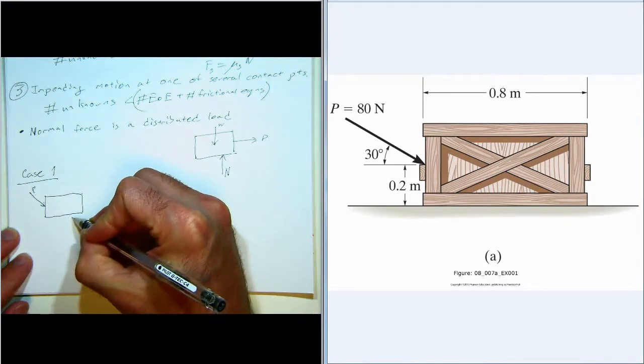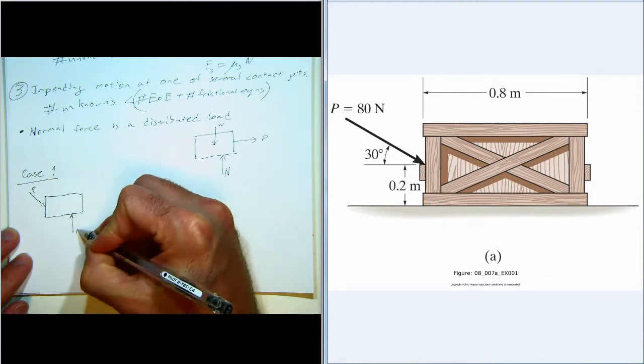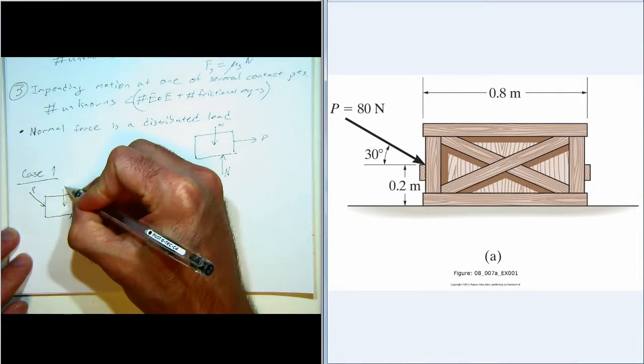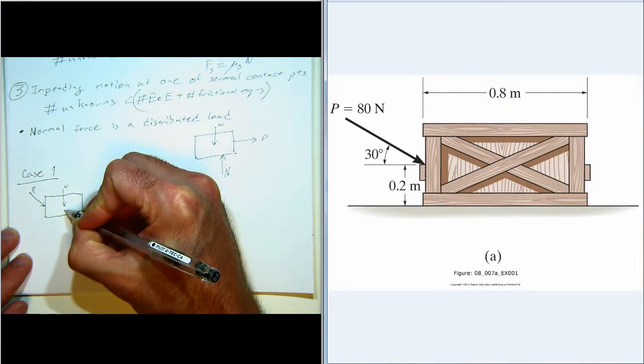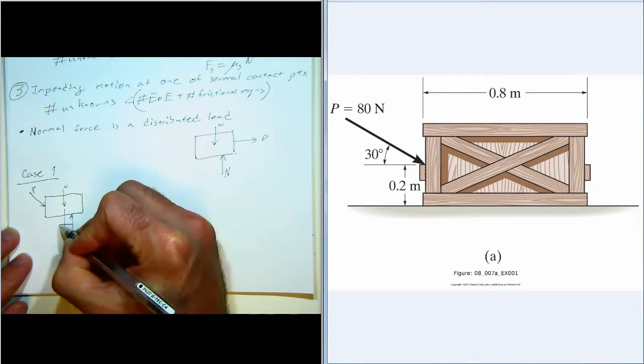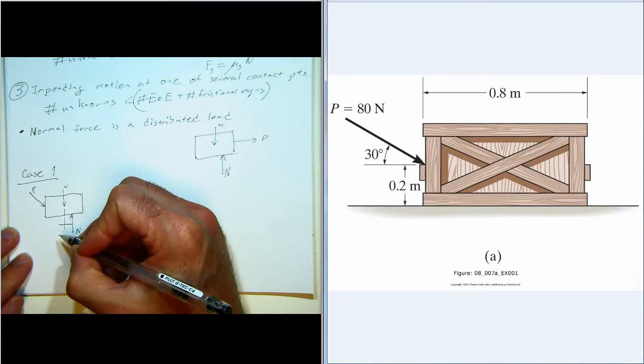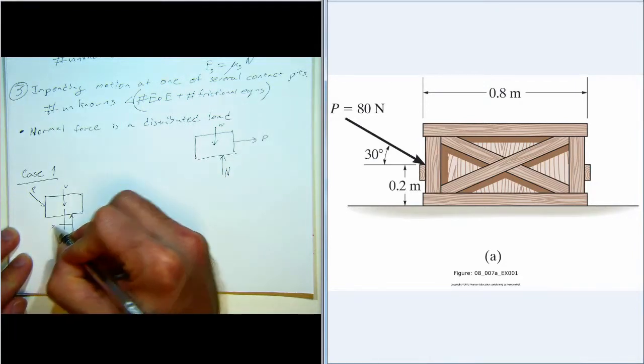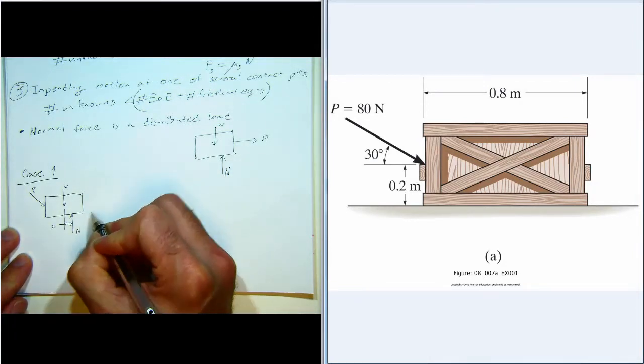Here's P, and here's our normal force, and here's the weight. And we don't know this distance here. Call it x. That's unknown. And then there's a friction force that's opposing the motion.